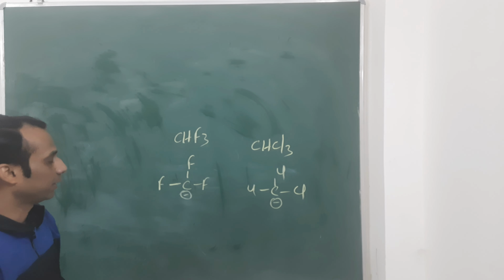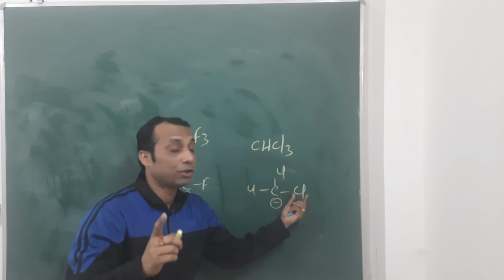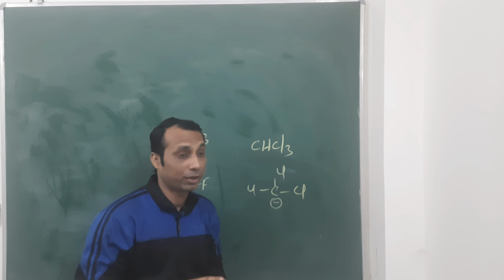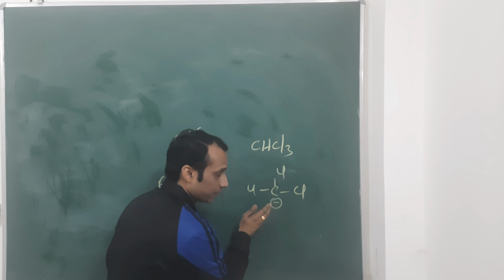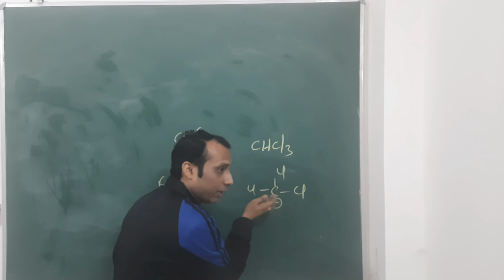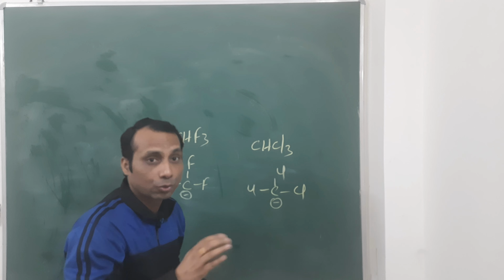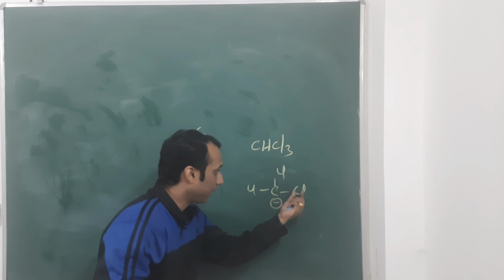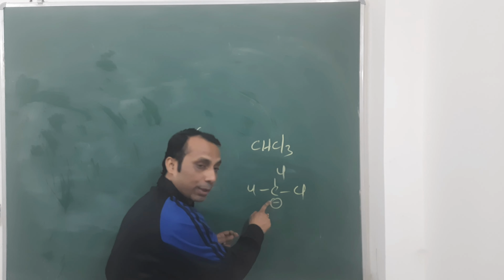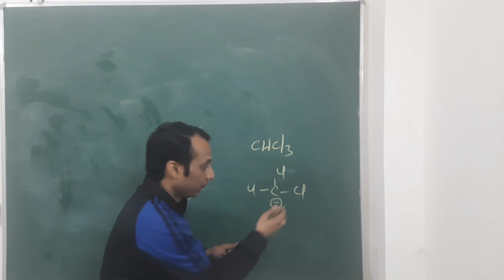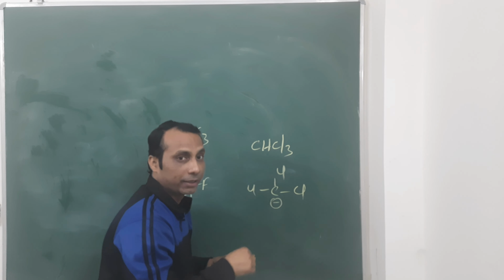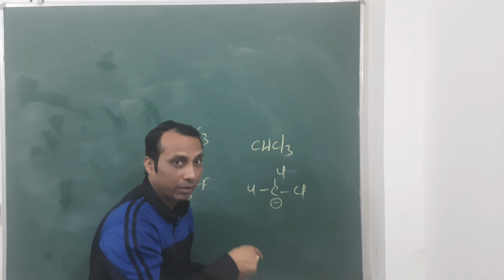What you can observe here, students, is that there is a vacant d orbital in the chlorine. Correct? So since there is a vacant d orbital in the chlorine, the lone pair of electrons present on the carbon will be donated to the chlorine through back bonding. So pπ-dπ back bonding will be observed here. Are you getting it or not? Carbon will donate electrons to this chlorine because chlorine has vacant d orbitals.